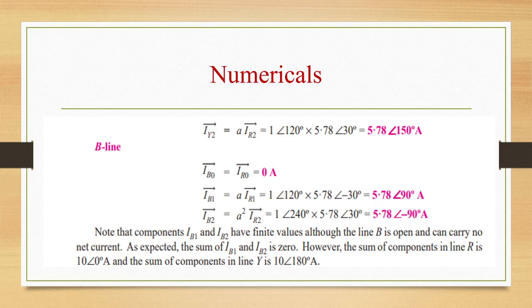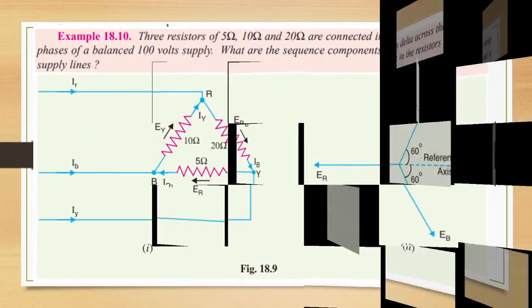IB1 is a IR1, that is 5.78∠90° ampere. And IB2 is a² IR2, that is 5.78∠-90° ampere. So components IB1 and IB2 have finite values, although line B is open and can carry no net current. So the sum of IB1 and IB2 is 0. However, the sum of components in line R is 10∠0° ampere and the sum of components in line Y is 10∠180° ampere.